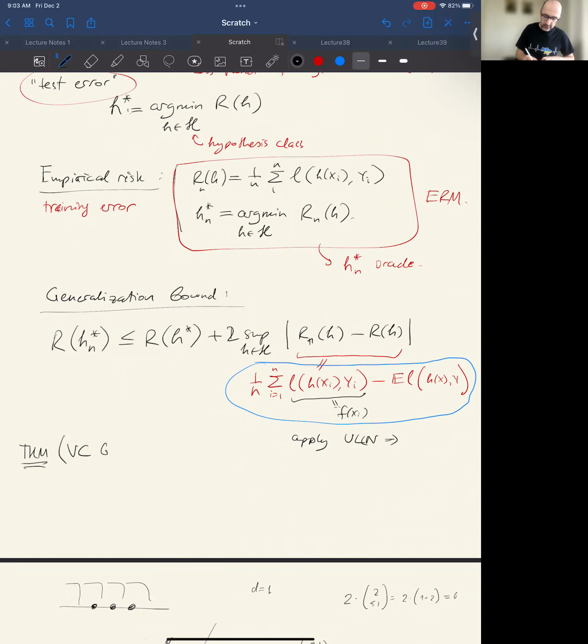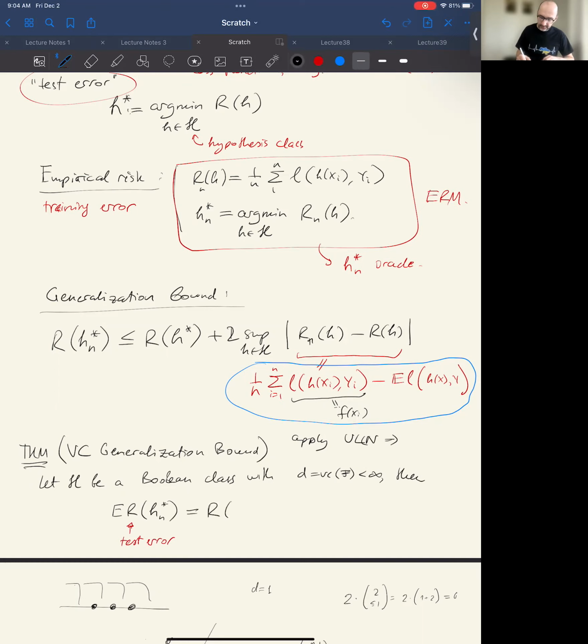The fundamental theorem is called the VC generalization bound. It says that if H is a Boolean class with finite VC dimension, then the test error, which is the ultimate measure of performance of the algorithm, is bounded by the absolutely best possible theoretically in this class. This is as if I knew everything about the diagnosis and I was like Superman who knows how to classify things, plus this term, d log n over n.